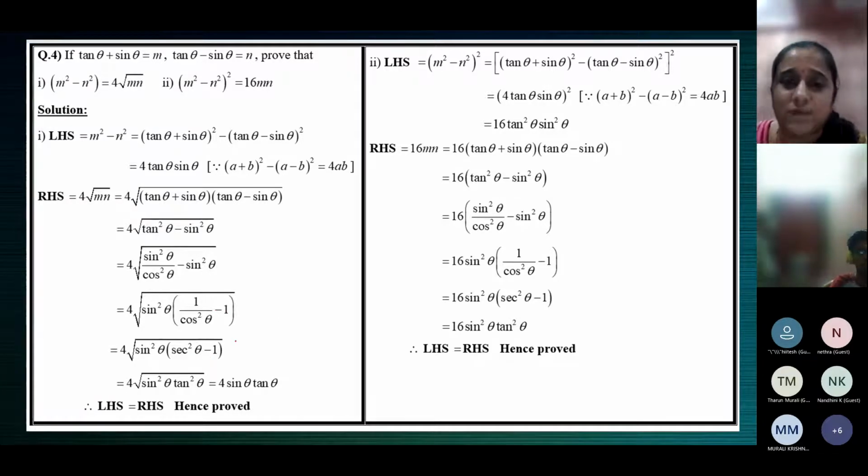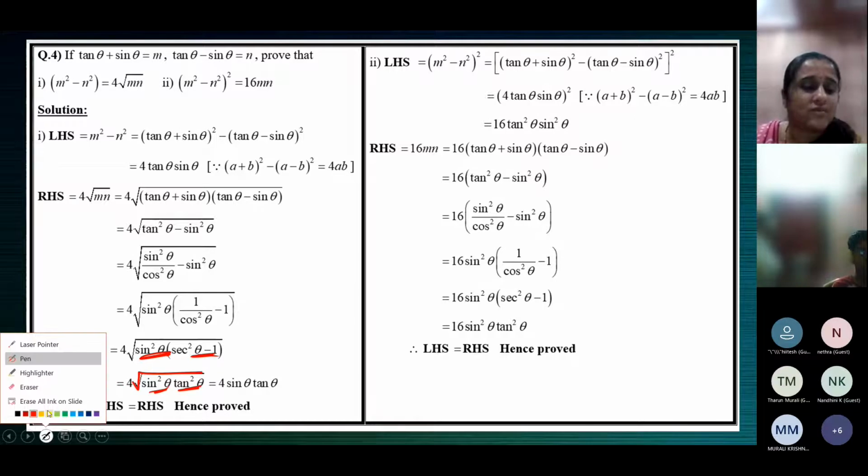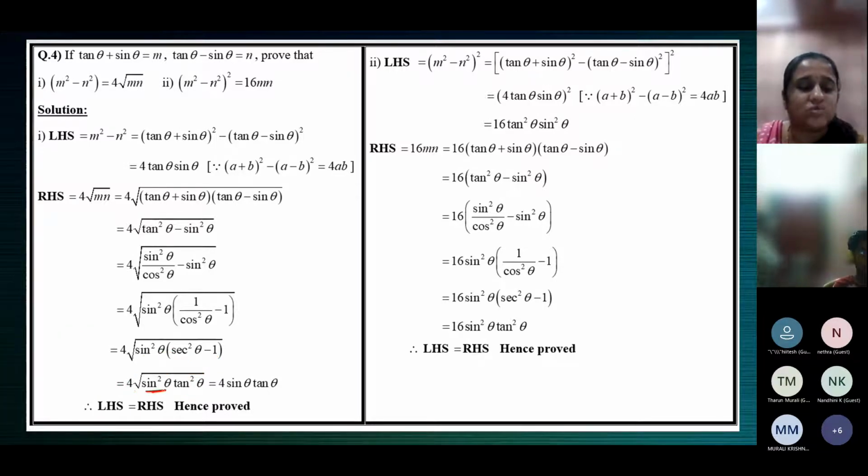And secant square theta minus 1, identity. Secant square theta minus tan square theta is 1. So secant square theta minus 1 is tan square theta, identity. So sine square theta, and by the identity, this is tan square theta. Both of them are perfect squares under the square root, because we have sine square theta into tan square theta.